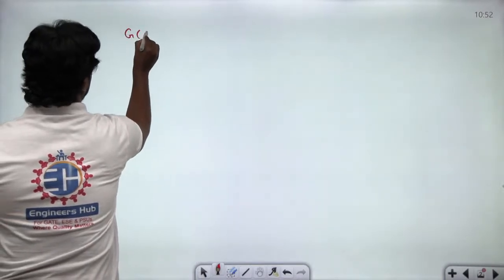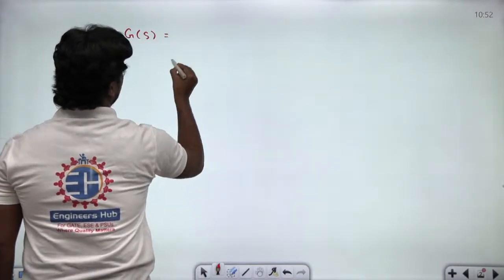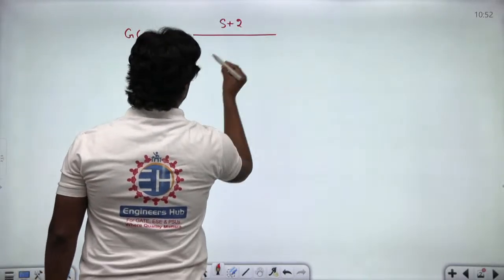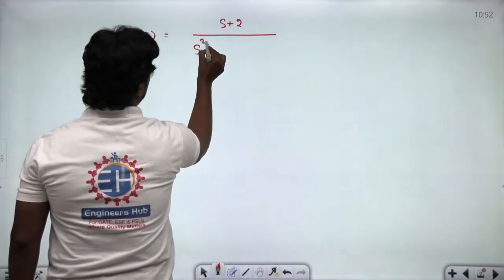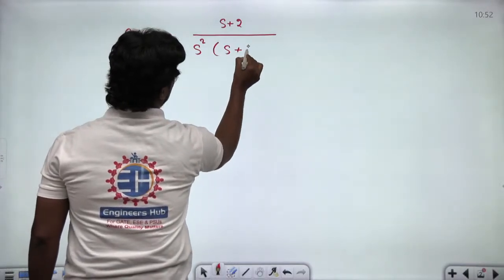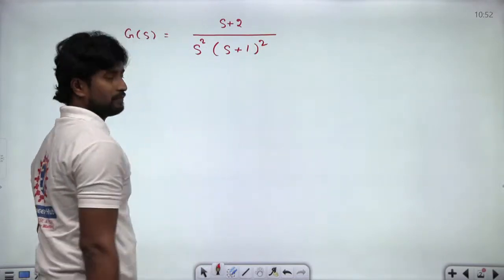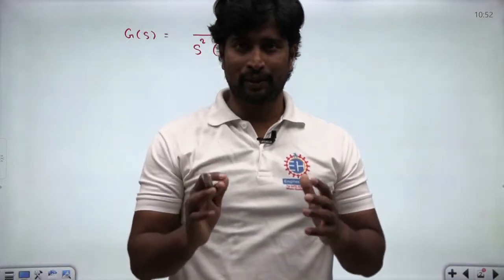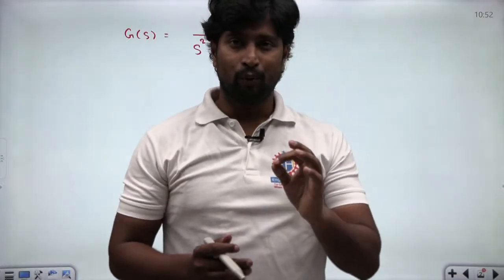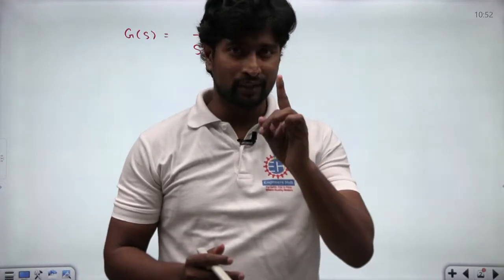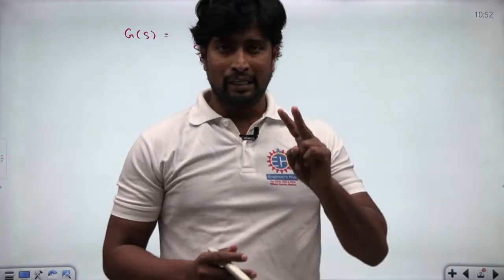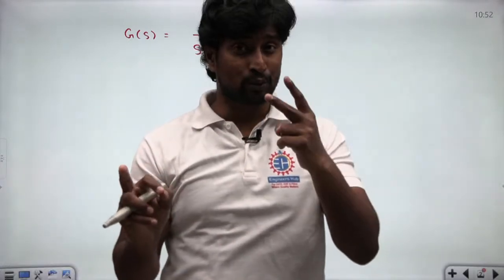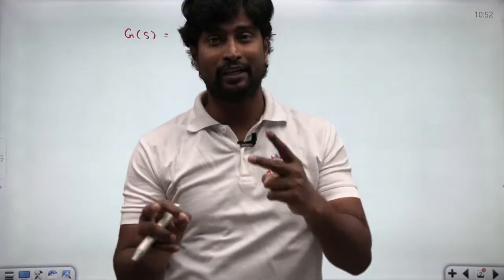G of s equals (s plus 2) by s square into (s square) into (s plus 1) whole square. Are you clear? While seeing the question, first you need to recognize 2 points. Are poles dominating or zeros dominating? That is the first recognition. And the second recognition: any parameters at origin or no parameters at origin. These 2 recognitions are very, very important, guys.